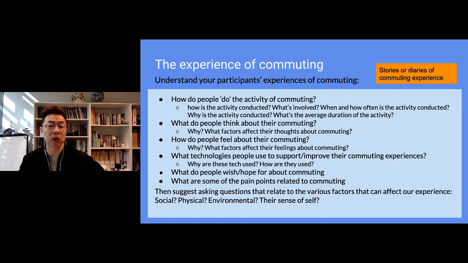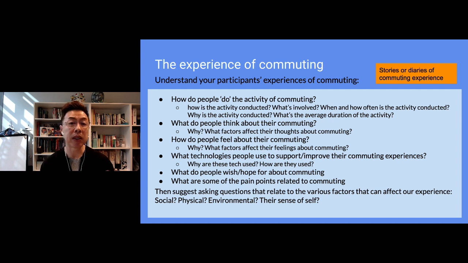And what do people wish and hope for in commuting? Usually people talk about being bored, resting, de-stressing, and trying to do something. But you need to explore that. And what kind of pain points are related to commuting? As you know, there are some pain points which we can help with, but some we can't. As an interaction designer, we can't increase the number of cars or buses and trains. But we can maybe help them find the right train more easily, or help them identify the conditions of the train itself.